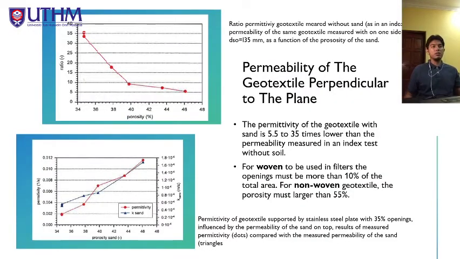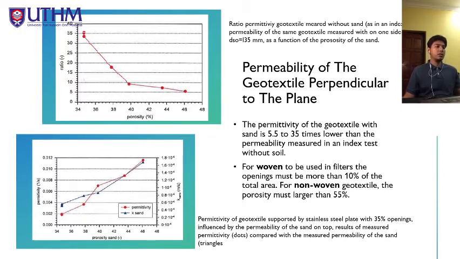The second one is about the permeability of the geotextile perpendicular to the plane. You can see in the graph that the permittivity of the geotextile with sand is 4.5 to 35 times lower than the permeability measured in the index test without soil. So the conclusion that we get is that for a woven geotextile to be used in a filter, the opening must be more than 10% of the total area. For non-woven geotextile, the porosity must be larger than 55%.